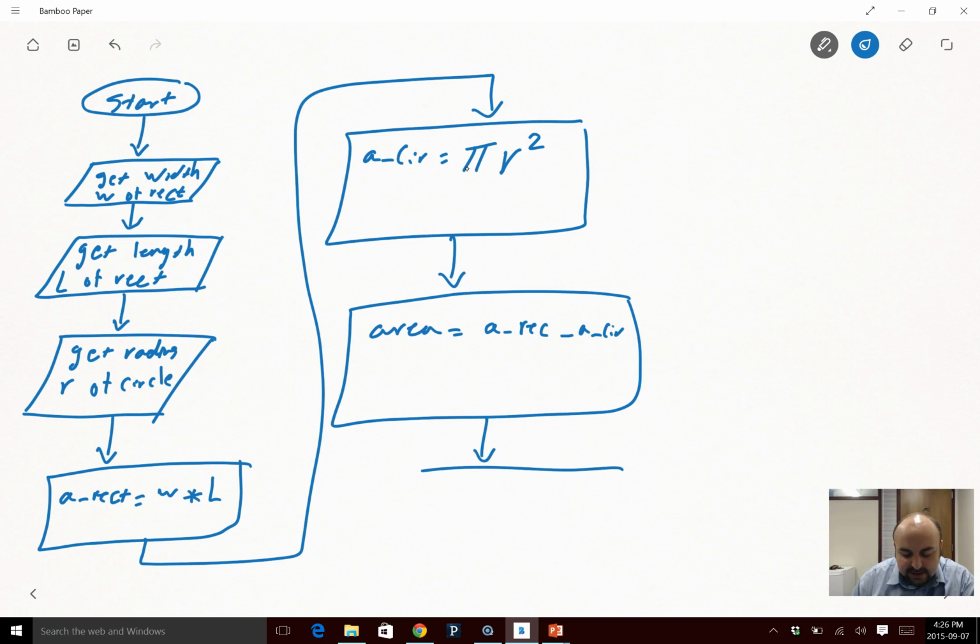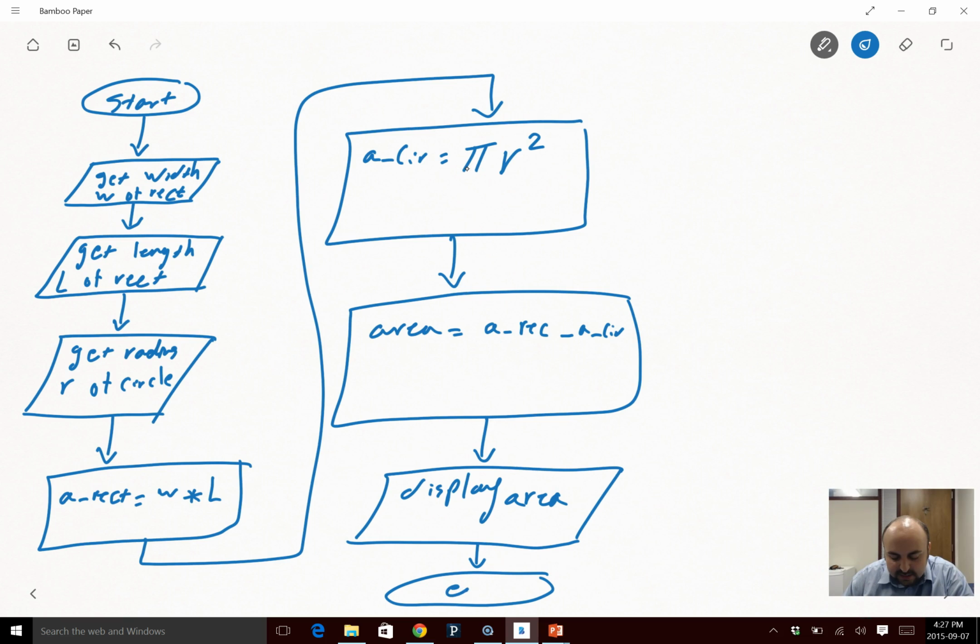And last but not least, we're going to say display area. So notice that this is also a parallelogram. And then at the end, we mustn't forget to put the end symbol there to signify that we're now at the end of the program. And this is something that anybody can follow and go through with. Now, as you can see, there are no decisions to make here. There are no choices. So let's do another example.